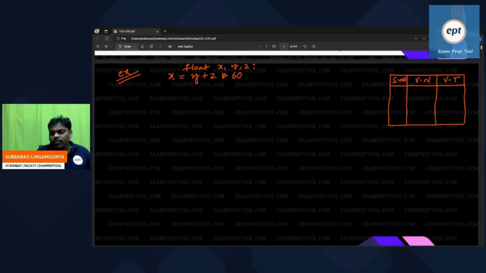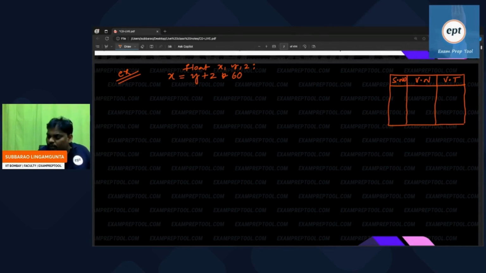Now, can anyone help me? If the declaration is not there, can you say what the X type is? If the declaration is not there, I cannot say what the X type is. I cannot say what the Y type is. I cannot say what the Z type is. Right? So these are all the types I got to know because of the declaration only. Listen, because of the declaration, I got to know X type is float.